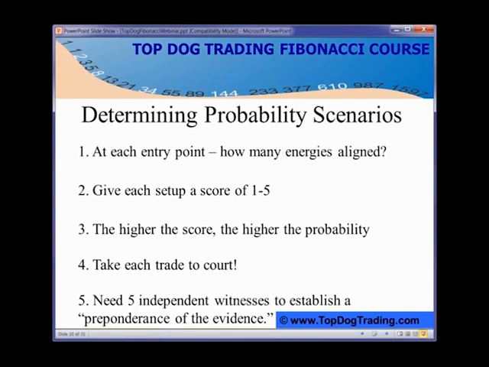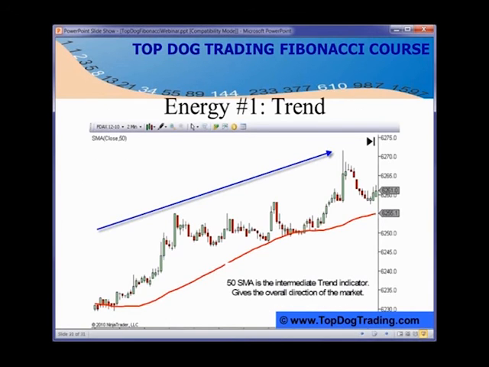Now, the operative word there is independent, as I said. So that means that these 5 energies are very carefully selected because each one is not correlated to the other 4. And that's what makes it significant when all 5 say buy or all 5 say sell. That is the critical piece of strategy. So real quickly here, we'll go through the 5 energies on charts. We can do this fast.